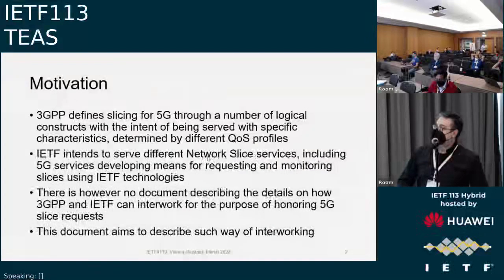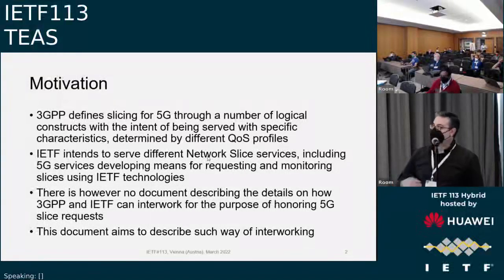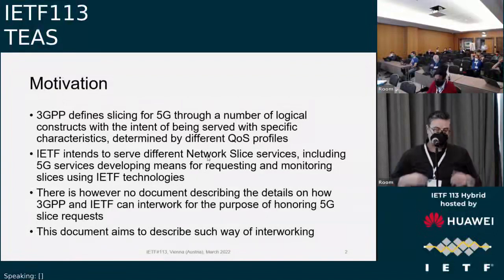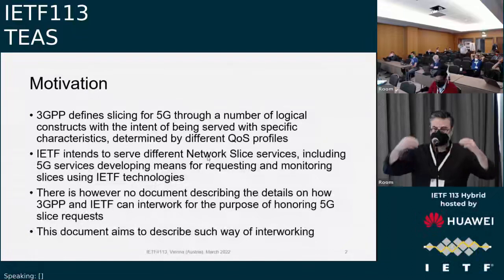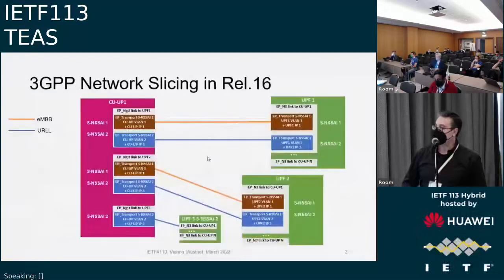So the motivation is that 3GPP, as one of the potential use cases, is defining the concept of slicing, having a number of different logical constructs, and trying to create this idea of a slice with particular QoS characteristics. On the other hand, we have all the IETF network slice work that I will not comment on. So the objective is to understand how both ideas could match at the point of development that they have today in both 3GPP and IETF.